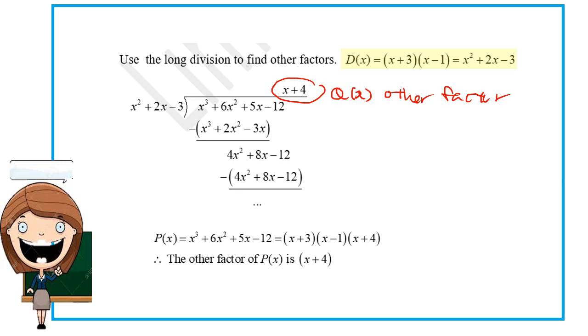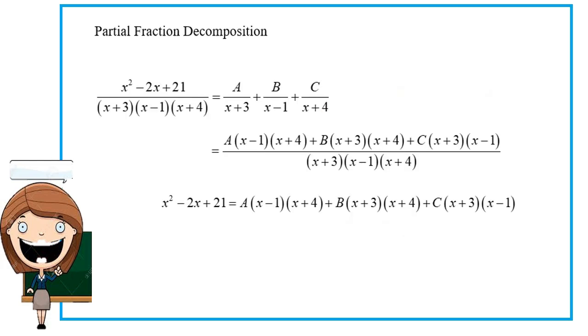So we may rewrite the polynomial in the factorized form: x plus 3 multiplied by x minus 1, x plus 4. Whereby the third factor is x plus 4. Finally, we are going to convert the expression x squared minus 2x plus 21 over p(x). So p(x) has 3 linear factors here. So in the partial fractions form, we have a over x plus 3 plus b over x minus 1 plus c over x plus 4.